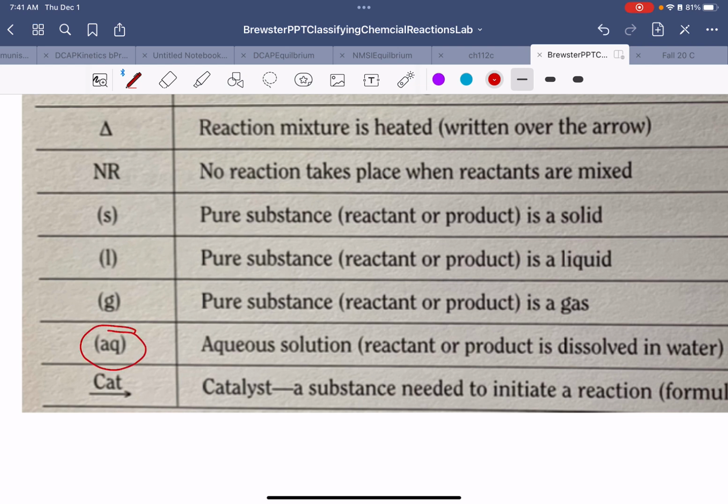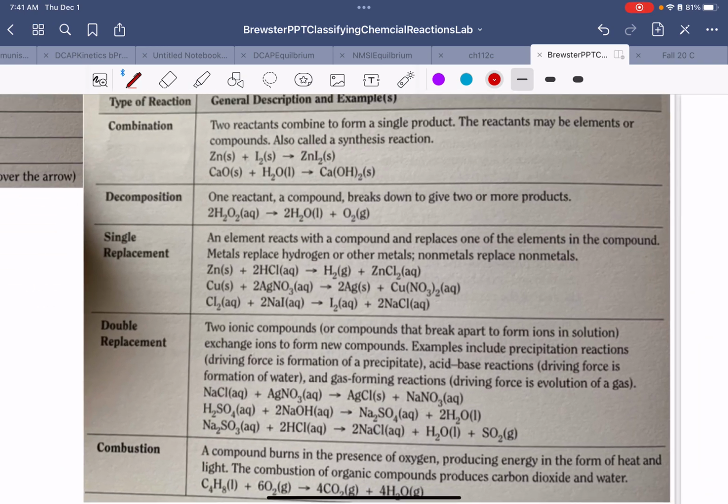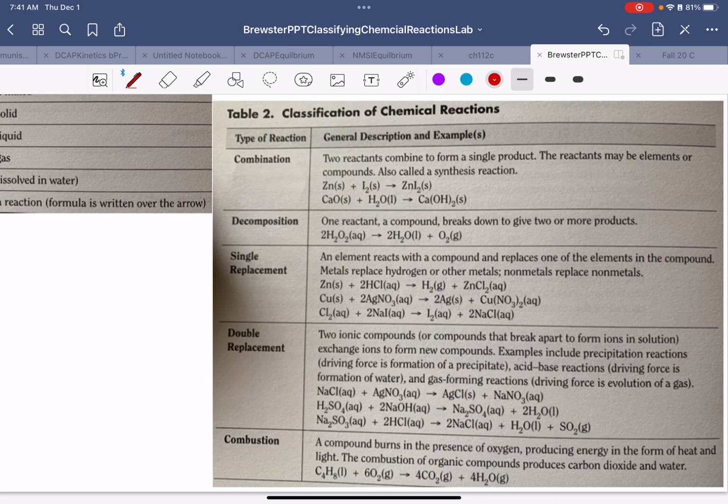Most of the liquids that we work with in lab are going to be classified as AQ because I make them the same way you make Kool-Aid. I put the solid in there and then I fill with water. The only liquid that we should have is H2O in our labs. Notice that liquid has to be a pure substance. This also gives you the 5 types of reactions, and I have some more slides in the back that also emphasize this as well.